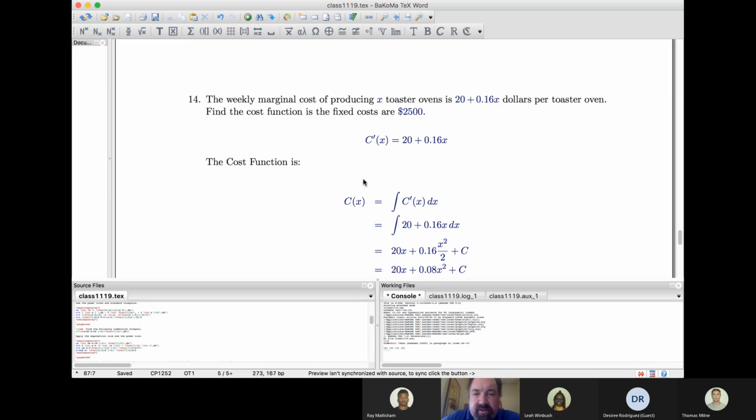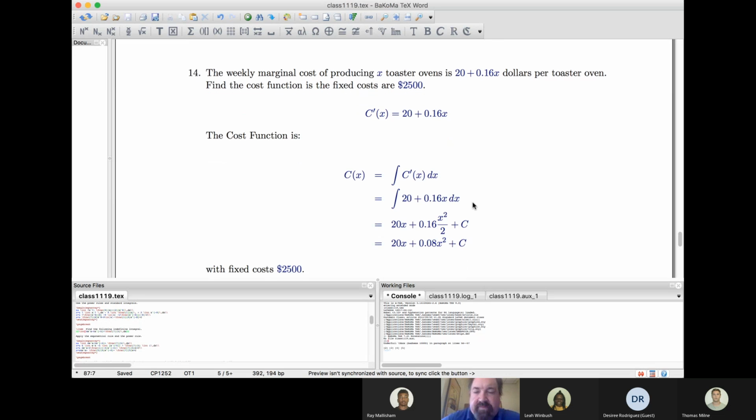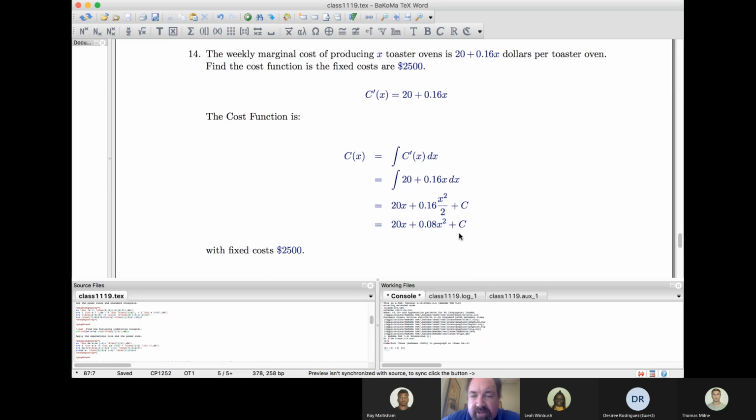So to recover the cost, C of x, that would be the integral of the marginal cost. Integrating and differentiating, those are inverse processes. They basically undo each other. So here we fill in the marginal cost, and then we take the integral of it. So the 20 just gives us 20x. And then here with x, we have a power rule. So this is x to the first, so we get x squared over 2. And then we clean up the constants.